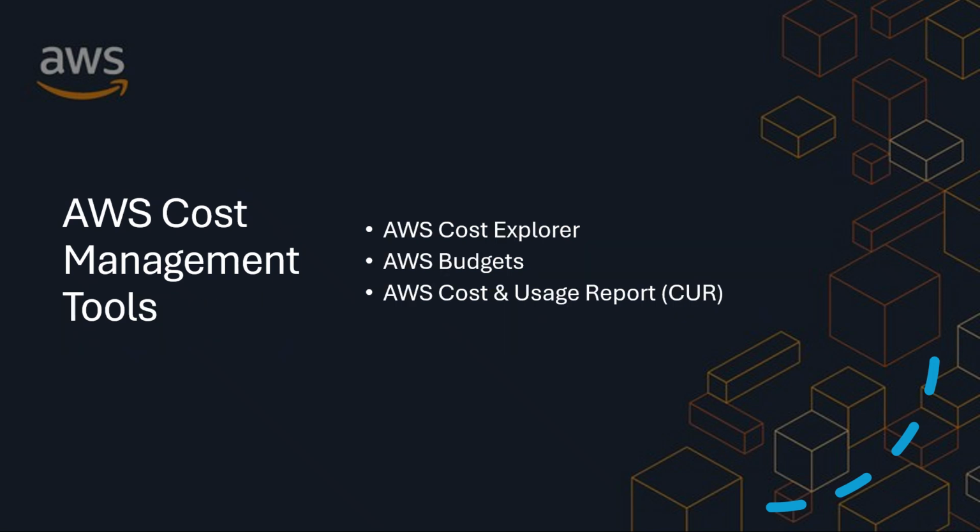AWS provides strong cost management tools to understand and optimize the network spend. AWS Cost Explorer helps you analyze the data transfer charges, NAT gateway usage, inter-AZ traffic patterns, and load balancer data processing cost. AWS Budgets lets you set alerts if network charges exceed the expected thresholds. For deep visibility, the Cost and Usage Report gives you line item details like per service and per resource network cost. Together, these tools ensure that you can monitor and optimize your network cost in a structured, data-driven manner.